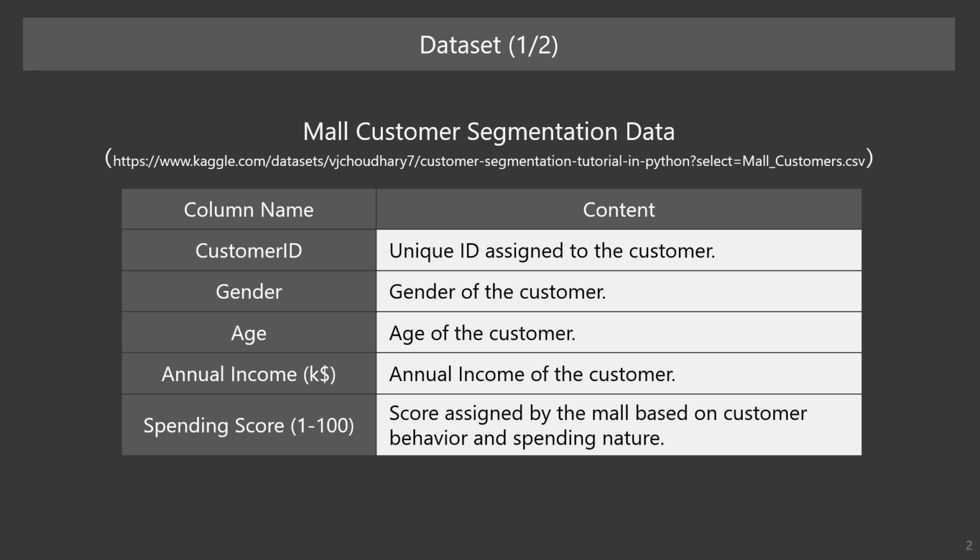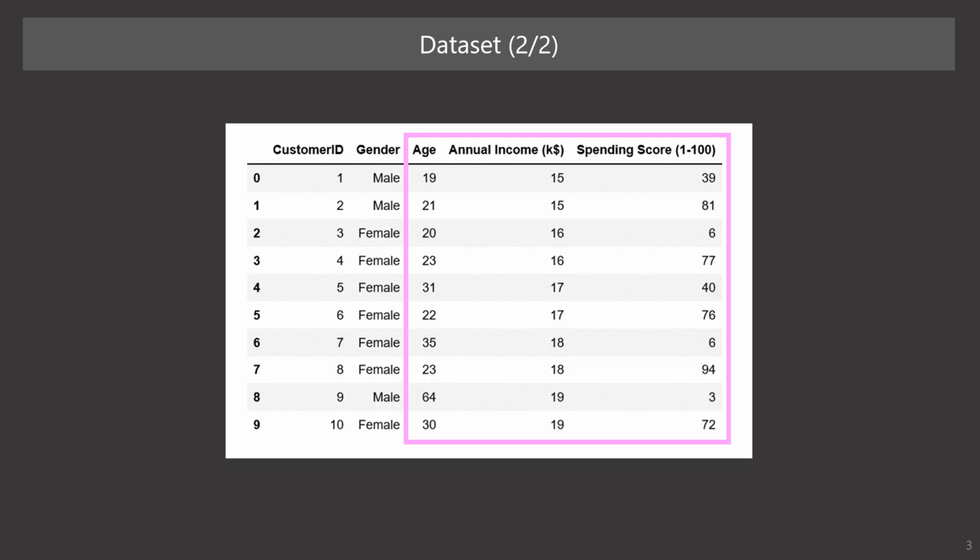This dataset contains 5 variables, but here we use only 3 of them: age, annual income, and spending score. These are the first 10 rows of this dataset. Here, we use only these 3 variables. They differ in units, so we need to standardize the data. And we input all these variables to develop a k-means clustering model.